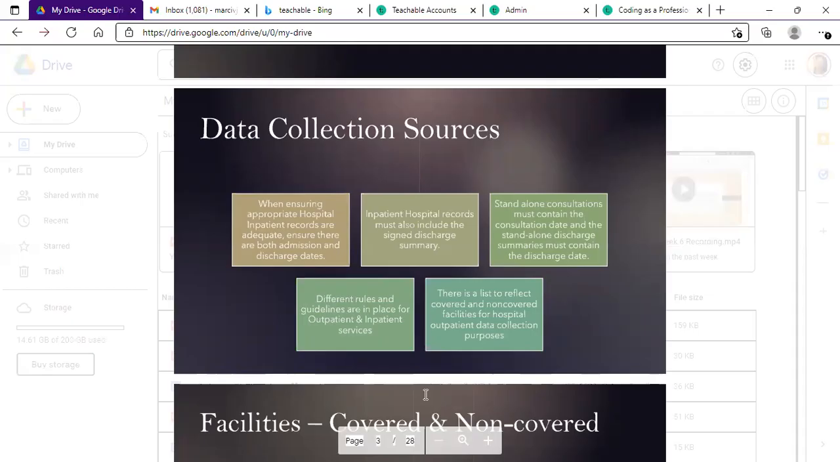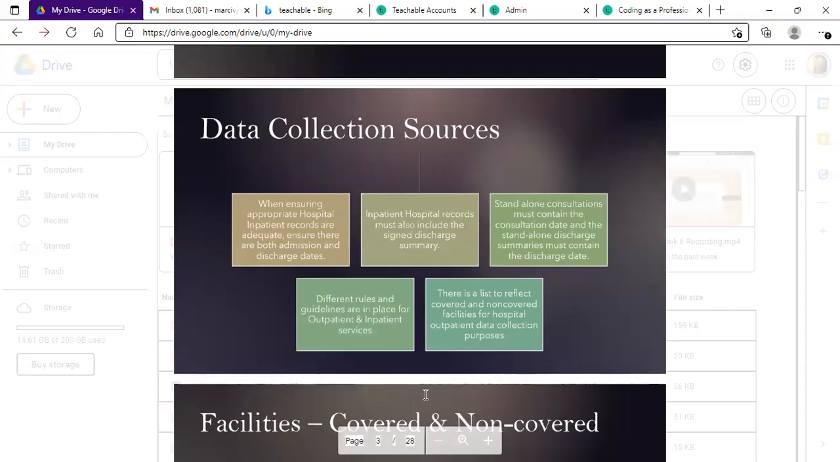So that's something you need to know. When ensuring appropriate hospital inpatient records are adequate, we have to make sure that the admission date and the discharge date is present on the medical record. Make sure it's present. So inpatient hospital records must also include the signed discharge summary.